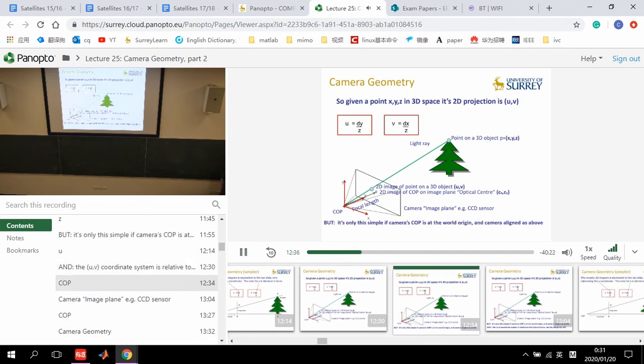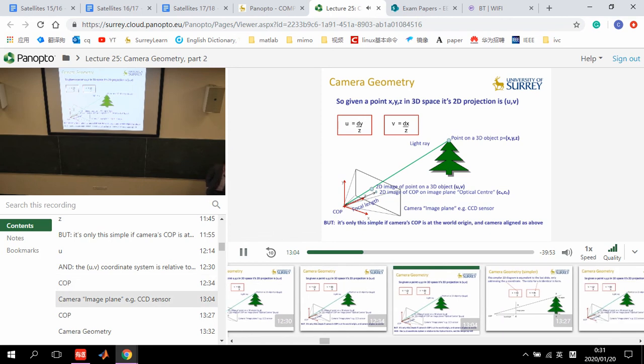So that simple diagram and the simple maths, those just ratios there that we came up with last time, are only valid if the camera's center of projection is at the world origin and the camera is oriented in this way, which is, of course, a very special case to have your camera in that position. So we need to start thinking about what happens if the camera is not oriented in that way and not positioned exactly at the origin. And this is why we need to start thinking about things like the optical center.